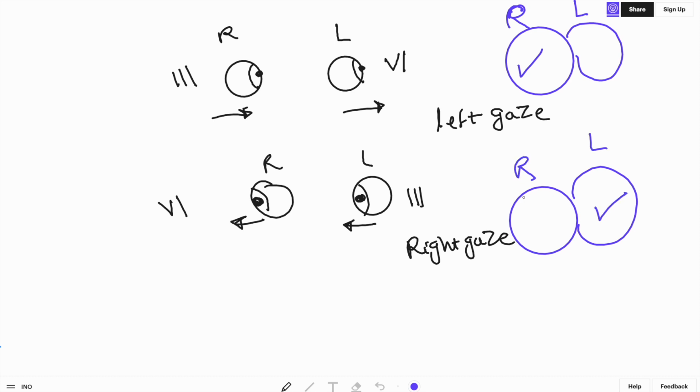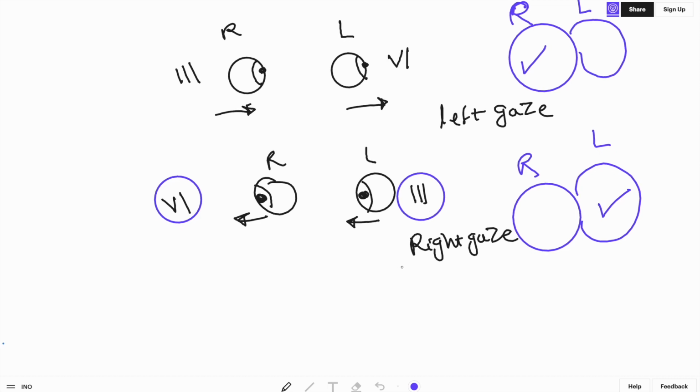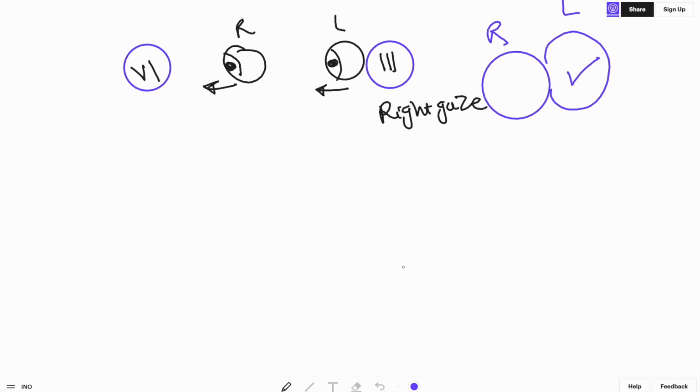Now, how do you think the brain coordinates both of these movements together? It has to activate the nucleus of the sixth cranial nerve at the same time that it activates the nucleus of the third cranial nerve of the other eye, right? So there has to be fibers mediating that. And these fibers are found in the brain stem.